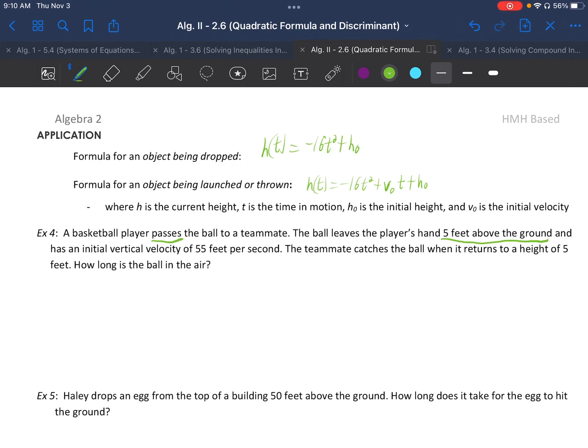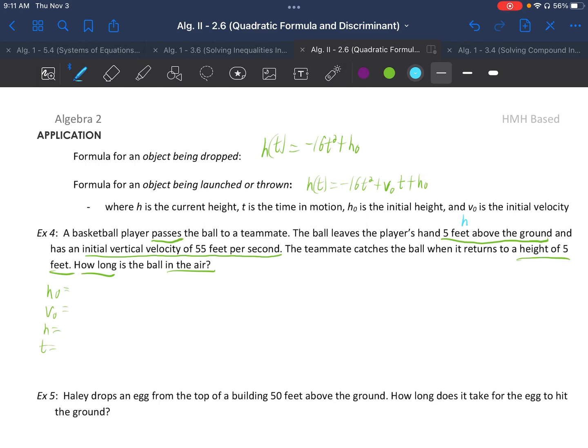Ball leaves a player's hand 5 feet above the ground. That's important. Initial velocity of 55 feet per second. Teammate catches ball when it returns to a height of 5 feet. And we want to know how long is it in the air. All right, so let's pull information out of here. Since we have this equation, we need to try and figure out all the information we can. We want to know the initial height, the initial velocity, the ending height, and if we can, time. Those are our 4 variables that we have here.